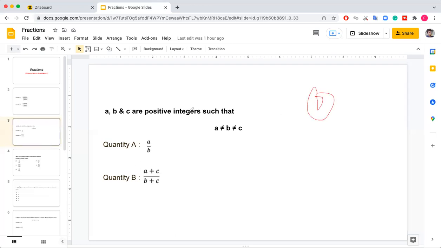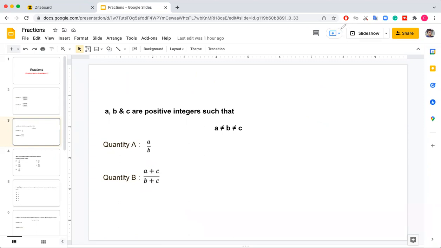Because there are 2 scenarios: A over B is less than 1 and A over B is greater than 1, right? So in one scenario, A is greater than B, in another scenario, B is greater than A. My same question could be asked for A minus C and B minus C, and in that case also the answer will be D. But if they restrict it, let's suppose A over B is less than 1 or A over B is greater than 1, then you will have to see which quantity is greater. This is a pretty common concept, so just be clear with this.